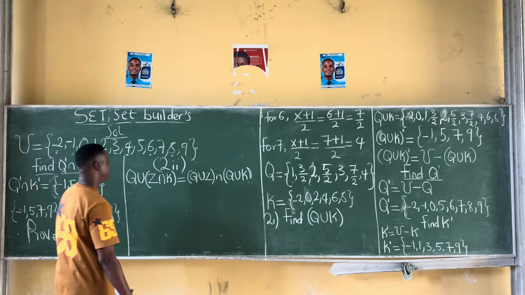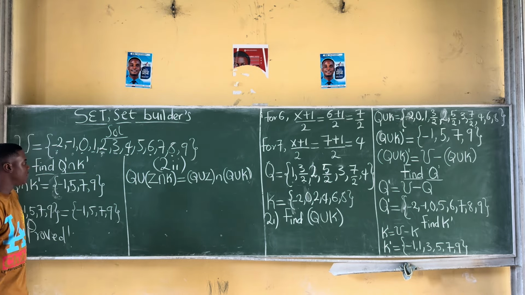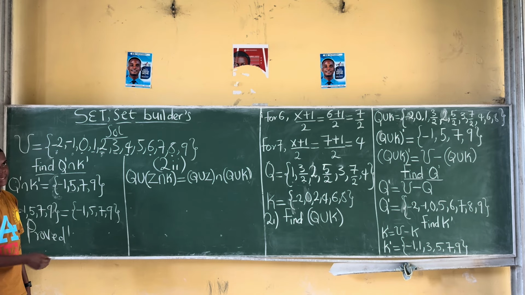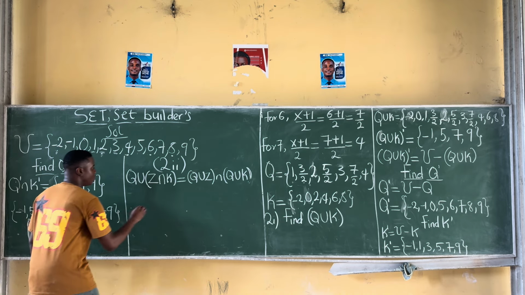Alright, so now they say we should show that set Q union set Z intersection K is equal to set Q union Z intersection set Q union K. Now, there's only one set we have not defined here, which is set Z. We have defined set Q already.